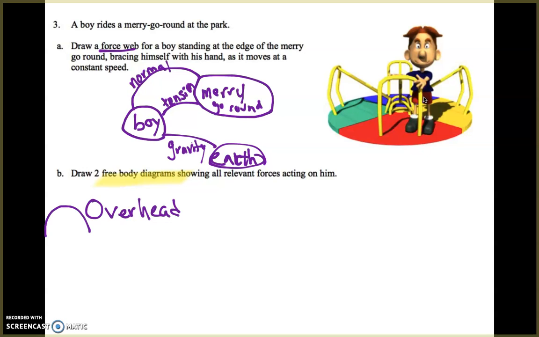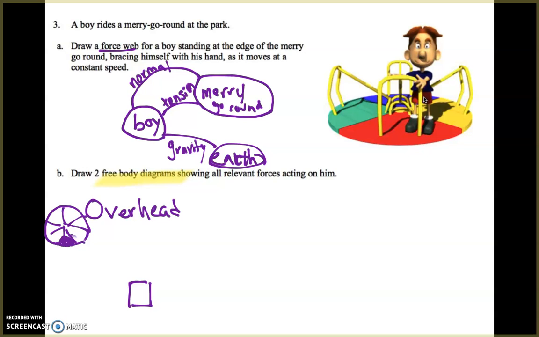It's like we're looking down on the merry-go-round, and here's the boy and the little thing he's holding on to. And so overhead, we can't really see very much that's going on, but the boy is there. So overhead, we can see that the boy is holding on to the merry-go-round, and we can't see force gravity. So based on how I've drawn my overhead picture, actually, let me draw my overhead picture slightly differently. So here's the merry-go-round. I'm going to put the boy right here.